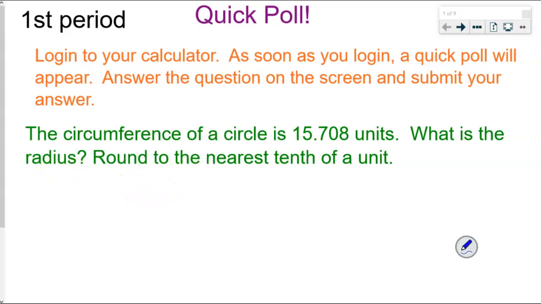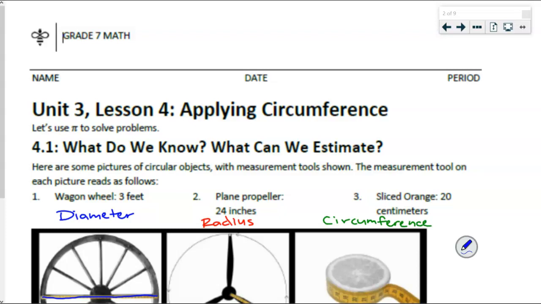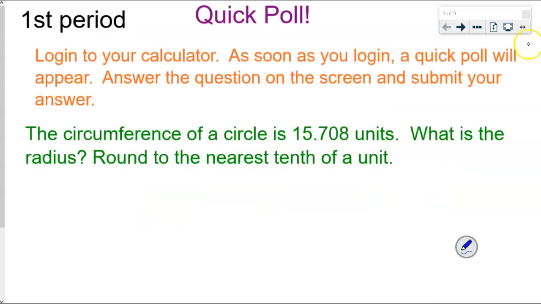Hello Math 7 students, this is Open Up Resources, Unit 3, Lesson 4, Applying Circumference. This is Part 2 covering this lesson. To get started, we have this quick poll.